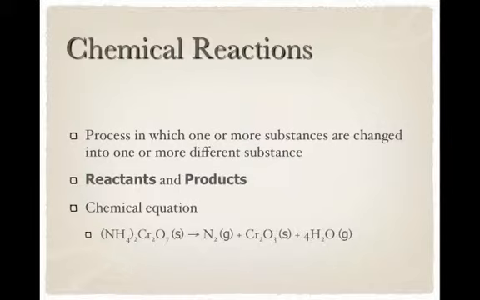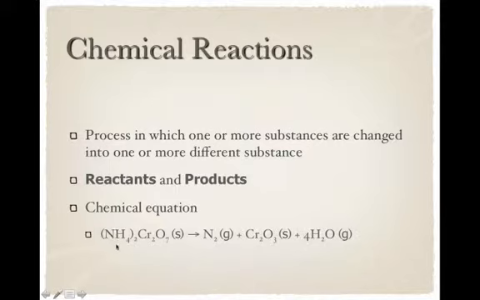So this is a chemical equation here where we have, what would the name of this formula be? What's the name of that compound? Ammonium dichromate. So we have ammonium dichromate yielding nitrogen gas, chromium(III) oxide, plus water. Is it balanced? Yeah.